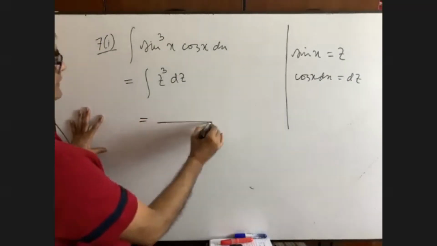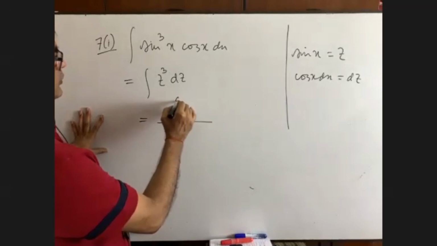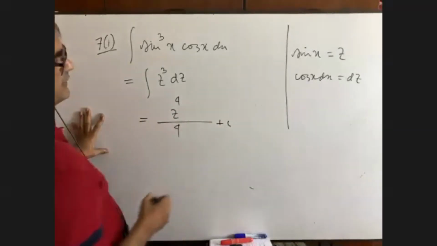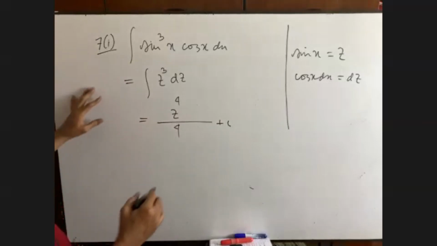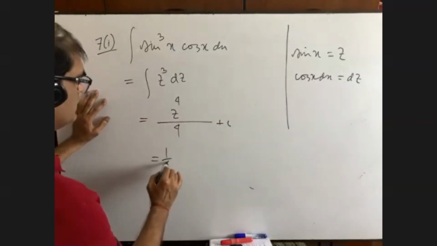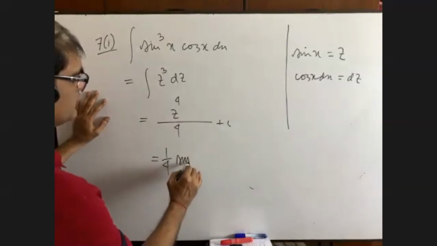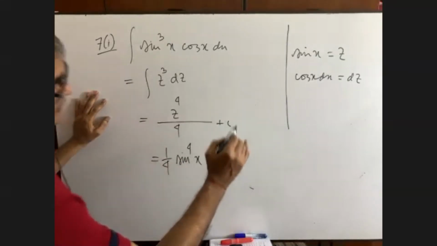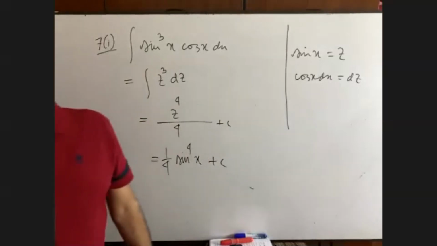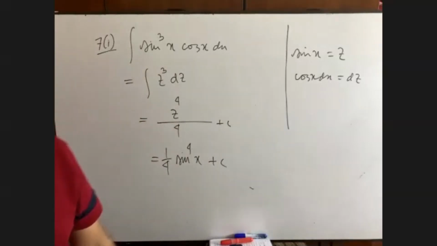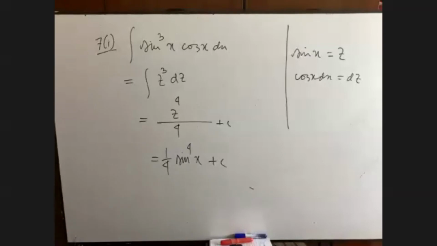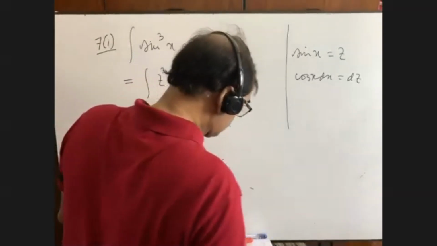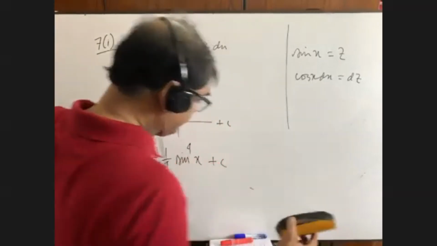Equals z to the power 4 by 4 plus c. What is the value of z? It is sine x. Very good. So 1 by 4 sine to the power 4 x, and we are done here. What I have done is actually put the value of z. Nothing else we are doing here. We are letting a z and we are putting that value. Okay?